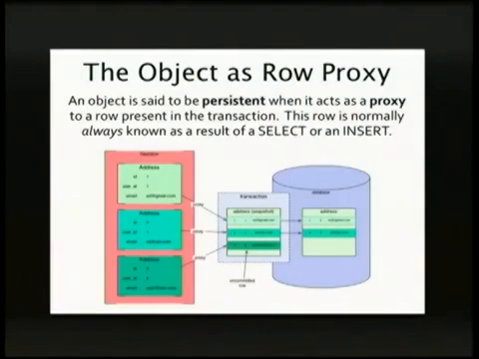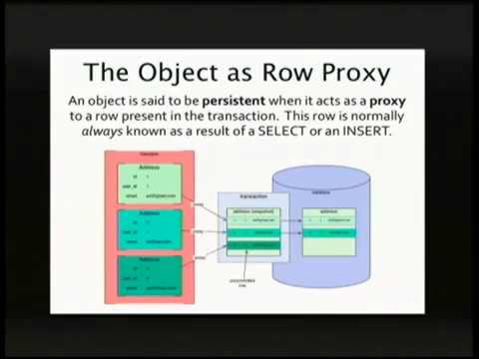The object as row proxy. An object is said to be persistent when it acts as a proxy to a row present in the transaction. And this row is normally always known as the result of a select or an insert. So in this diagram style, the dotted line box in the middle is the transaction. I put a copy of the address table in there because the multi-version concurrency control really makes it as though there's like a copy of the address rows that we care about in that middle zone.